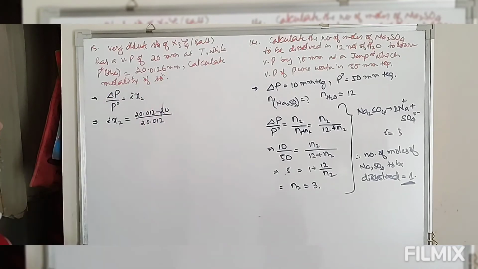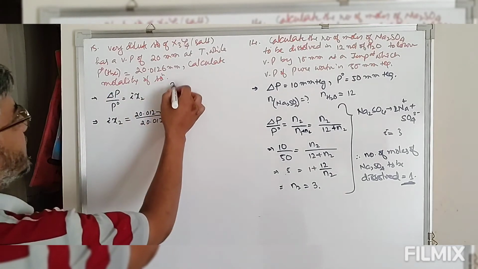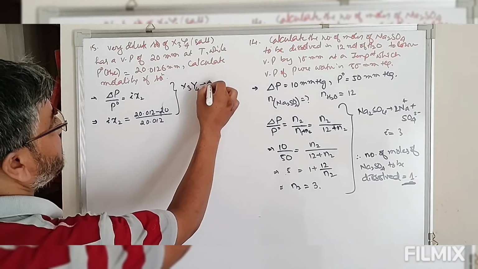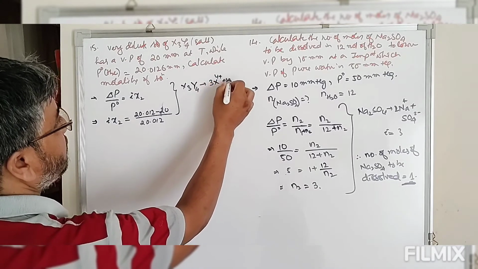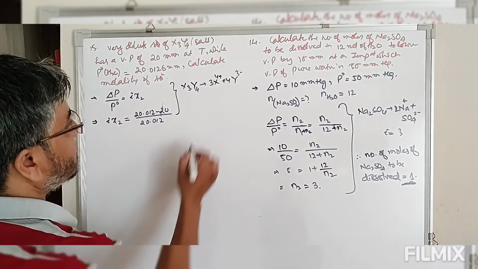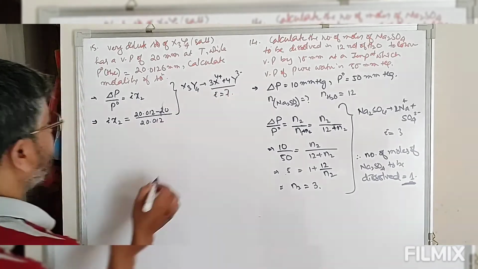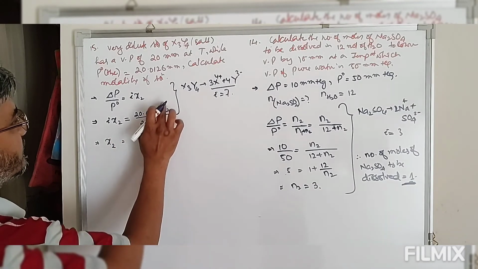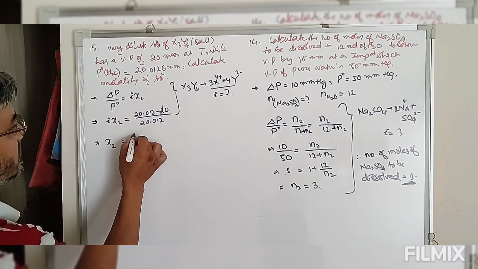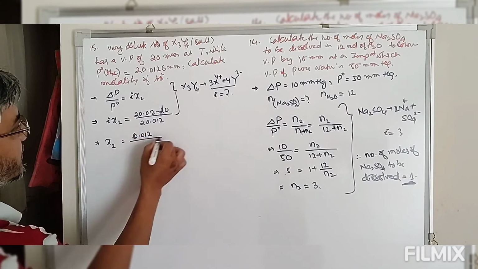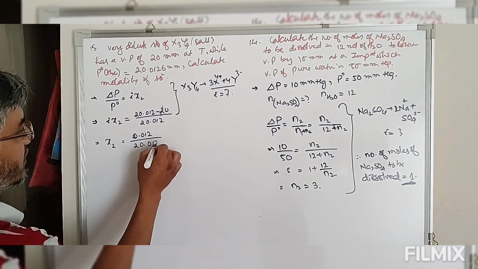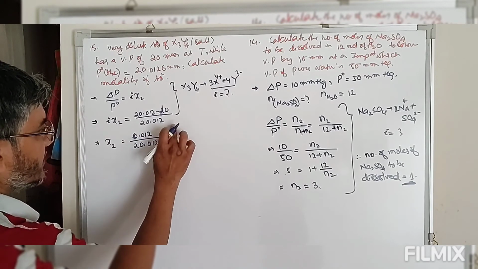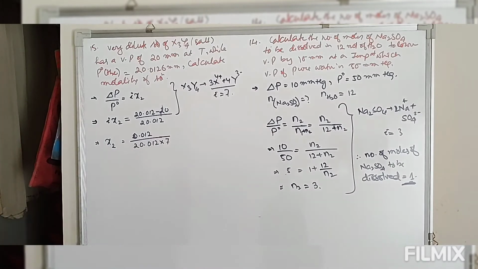Now we have to find the molality. Now look at this. X3Y4 on dissolution gives you 3 moles of X plus and 4 moles of Y 3 minus. So therefore I is equal to 7. So therefore X2 is equal to 0.012 divided by 20.012, I is 7. This is the mole fraction of solute.